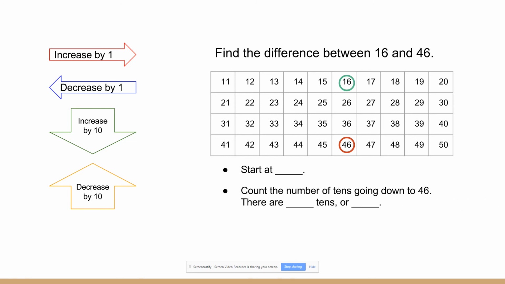Then you're going to count the number of 10s going down to 46. How many 10s do you think it'll be? Okay, let's check your answer. 10, 20, 30. There's going to be 3 10s or 30. So the difference between 16 and 46 is 3 10s or 30.